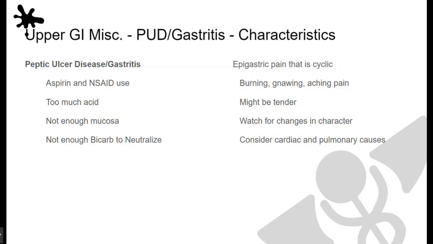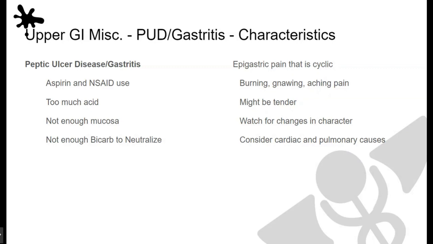So the main thing is really a structural issue, right? You've got your wall, and then your mucosal covering, and then all the acid that it's protecting against. If there's any kind of compromise in that system, you're going to get peptic ulcer disease or gastritis.